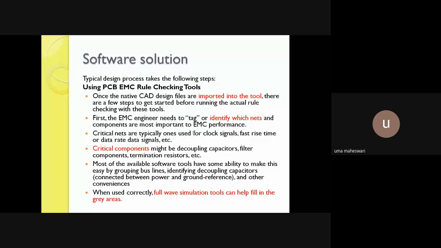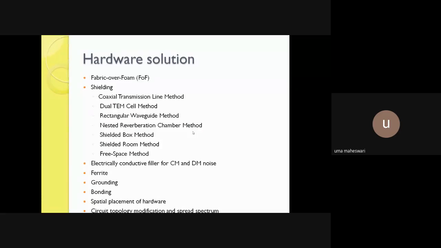The previous slide explains the software solutions, how as a software you can design, and if the results don't meet, you can iterate the design process. Coming to the hardware solutions, we can have fabric over foam, shielding, coaxial transmission line method, dual TEM method, rectangular waveguide method, nested reverberation chamber method, shielding box method, shielding room method, free space method, and electrically conductive filters applied for common mode and differential mode noise, ferrite, grounding, bonding, spatial placement of hardware, circuit topology modifications, spread spectrum, etc. These are all the hardware solutions available.